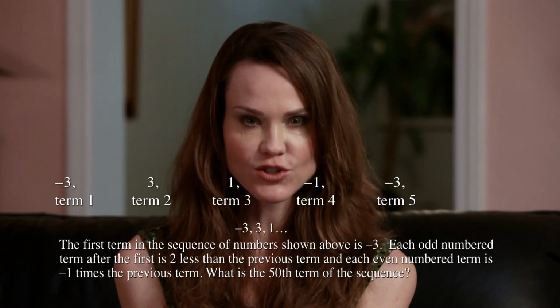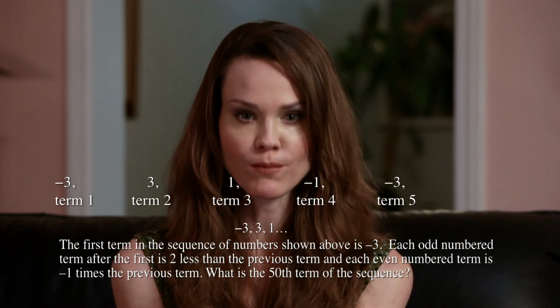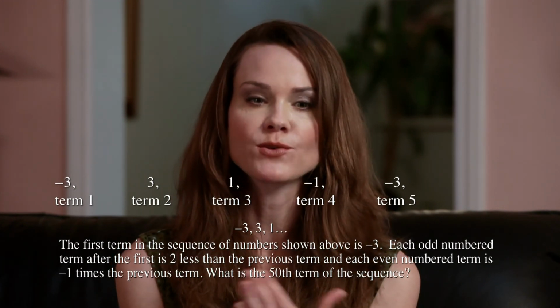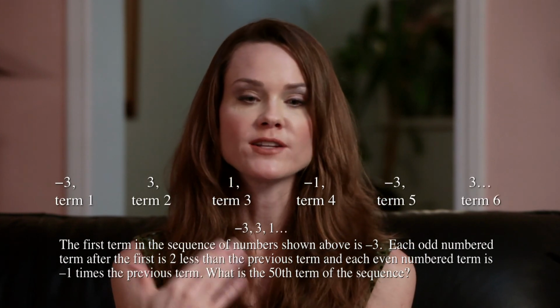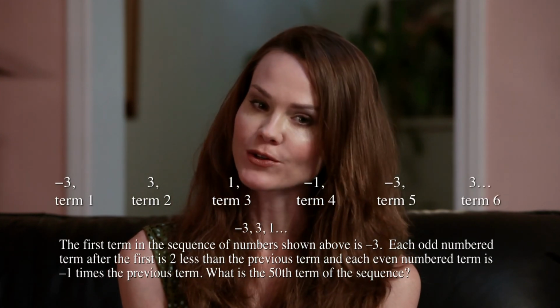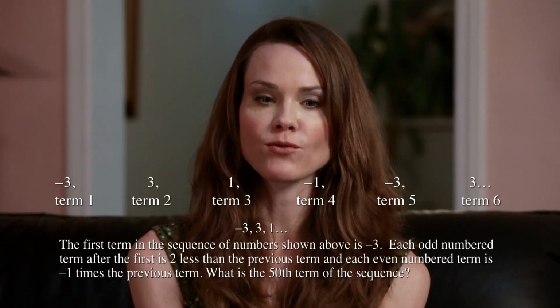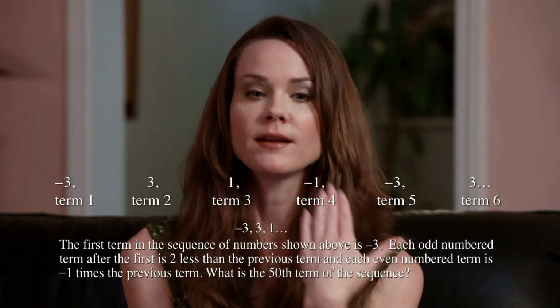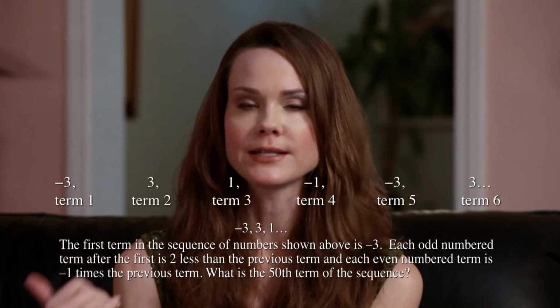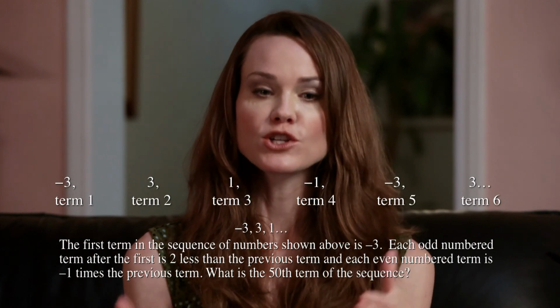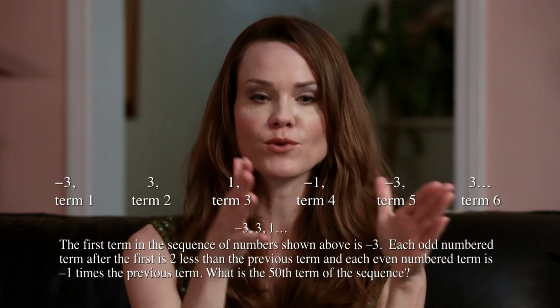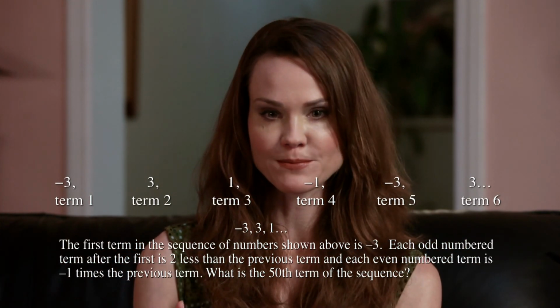Moving on to the sixth term, which is an even-numbered term, we multiply by -1, so -3 times -1 is 3. Look at that, we have a pattern. Look at the pattern: -3, 3, 1, -1. -3, 3, I guarantee the next one is going to be 1. So from here, we've determined that the pattern repeats every 4 terms.